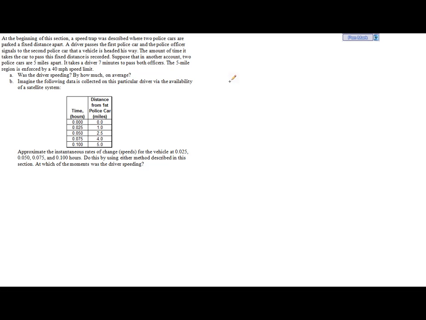Here we're looking at a driver's speed across a speed trap, and in part A we would simply like to know was the driver speeding, and by how much on average. So far we only have that the driver took 7 minutes to do 5 miles. So we want to have miles per hour in our calculation. However, we don't have the hours; we do have the total miles, which we know is 5.